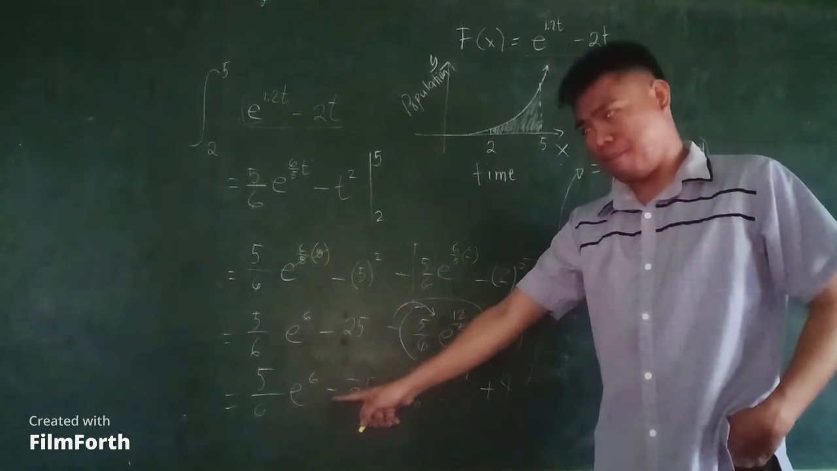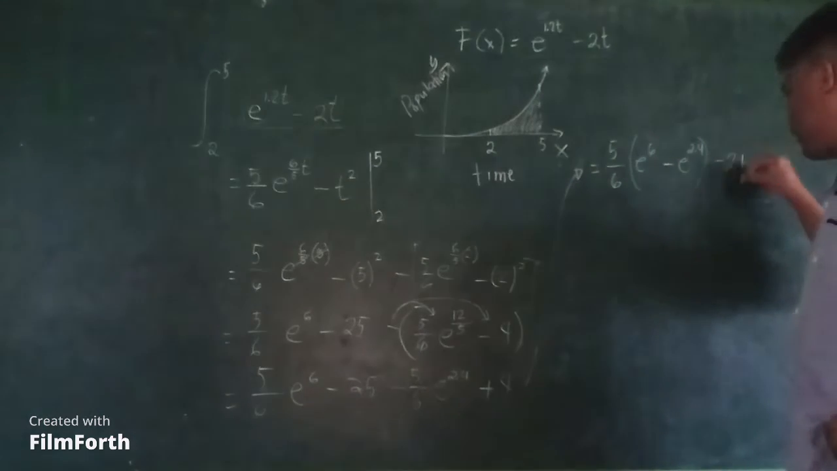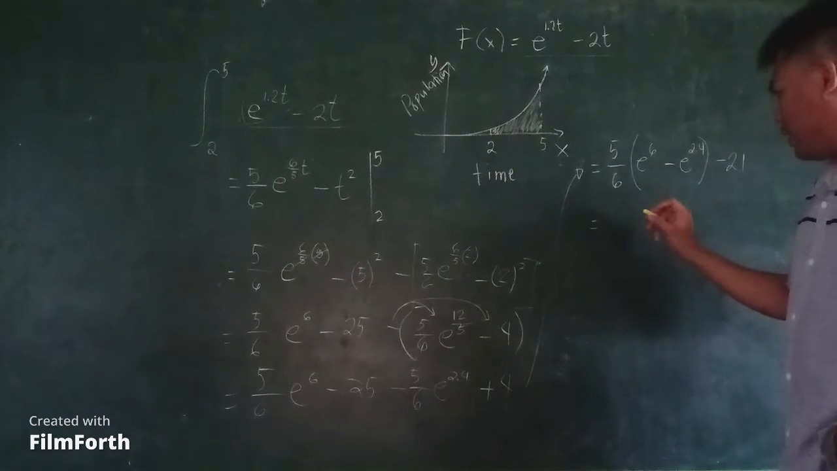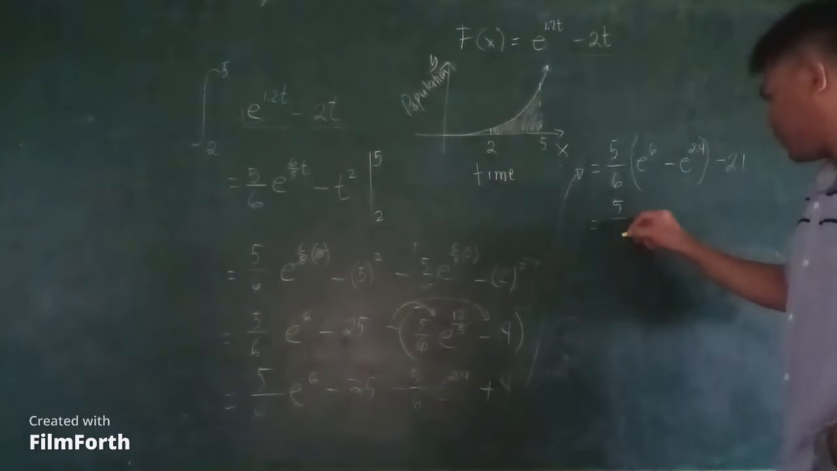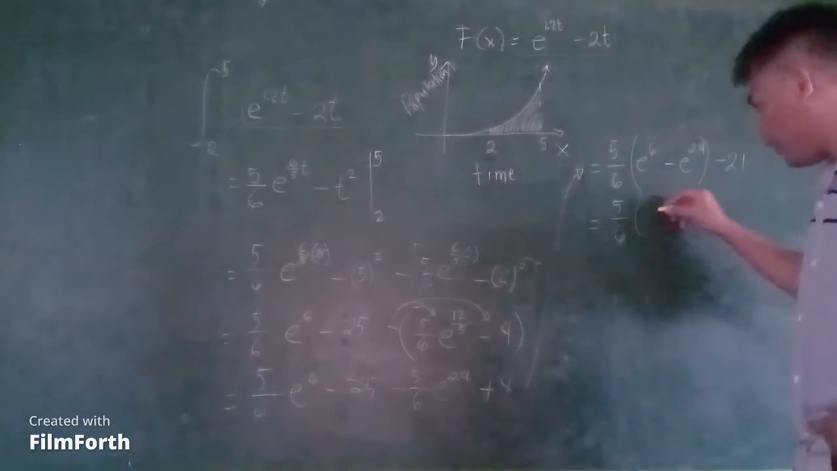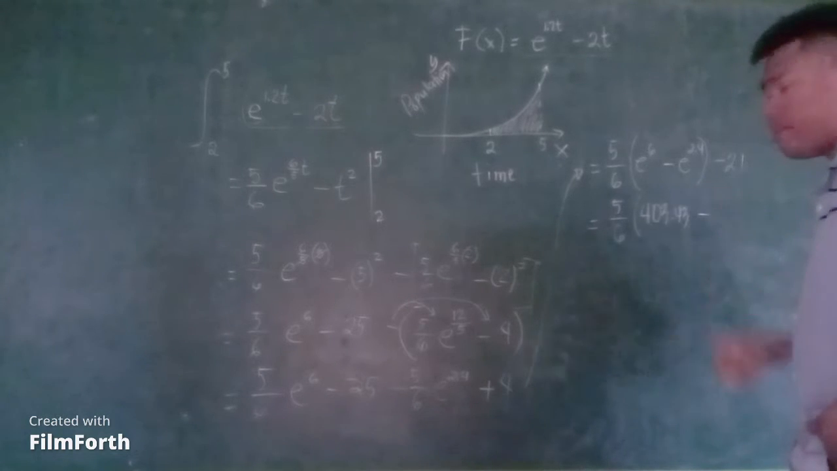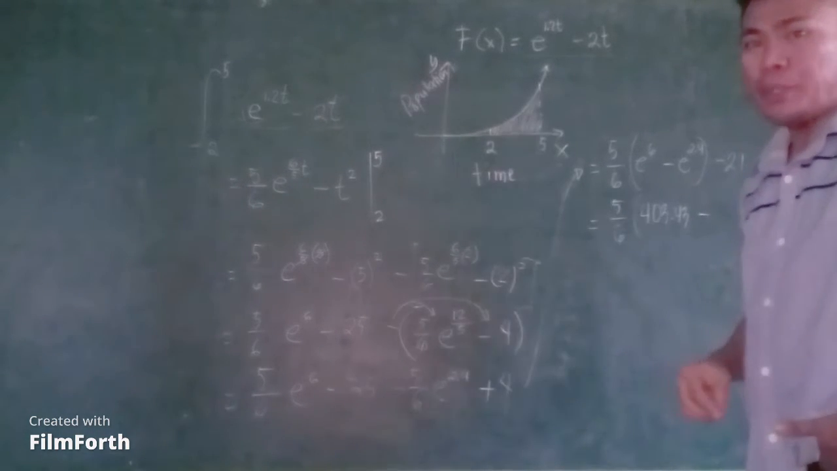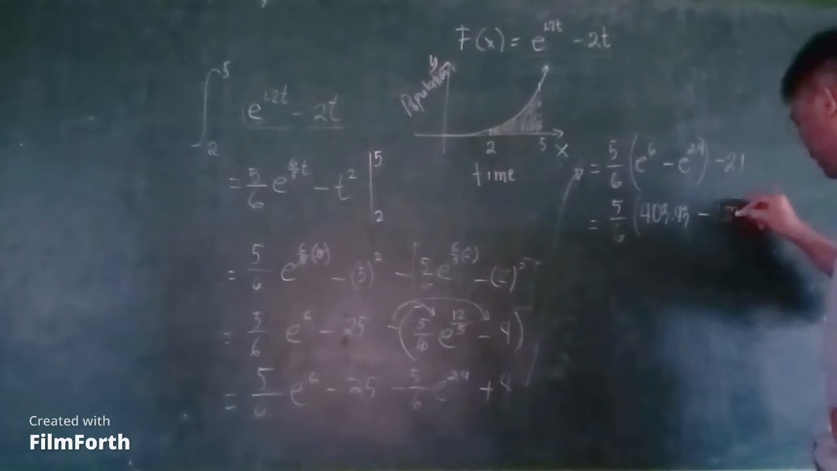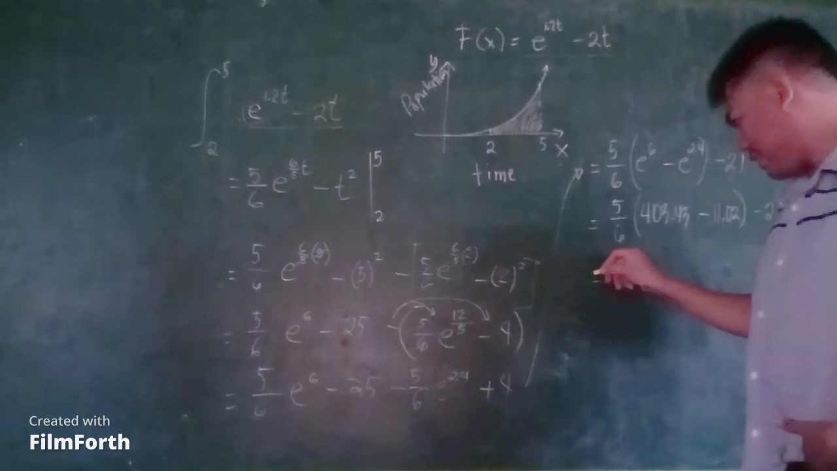Next is negative 25 plus 4 is negative 21, or put minus 21. So we have here 5 over 6. Then what is this equivalent to? 403.43. Then minus e raised to 2.4, it is equivalent to 11.02.